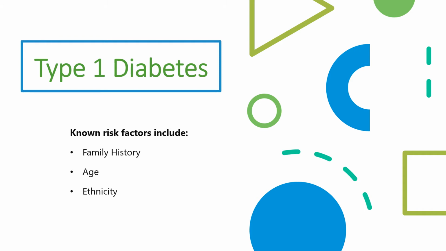Age. You can get type 1 diabetes at any age, but it's more likely to develop when you're a child, teen, or young adult. In the United States, whites are more likely to develop type 1 diabetes than African Americans or Hispanics. Currently, no one knows how to prevent type 1 diabetes.